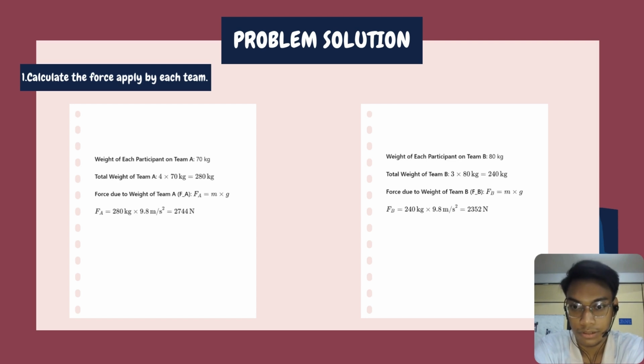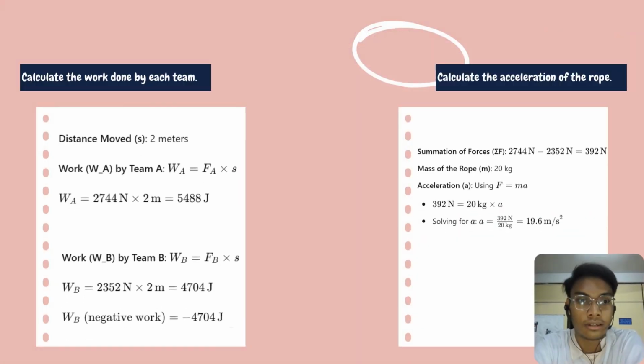Same for Team B. For Team B, they have 3 participants and each of them is 18 kg. And you will get the total weight of Team B is 214 kg. Multiply with the gravity and you will get the force of Team B is 2352 Newton.